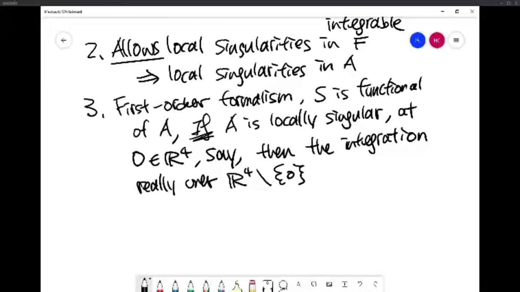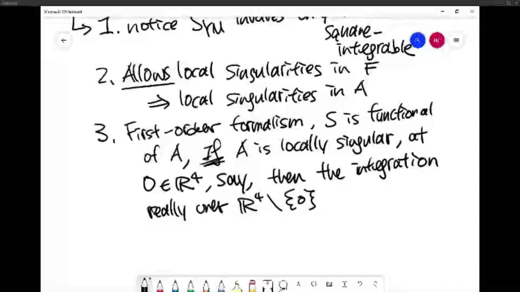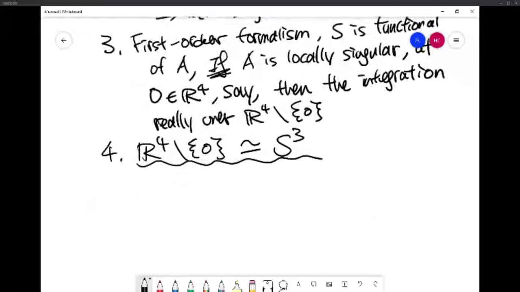Because if you allow local singularities in your connection, then you cannot consider the origin in your space because your connection is not defined there. In first order formalism, you can't even think about gauge fields that are defined at zero, because the equations of motion and the action itself do not require you to impose both global regularity and local regularity. So you can in fact have local singularities in your connection. And this is where topology occurs, right? For the people that really know their topology, this is the three-sphere, well, homotopically the three-sphere.